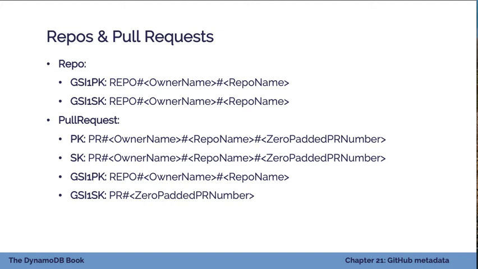item. And then we'll also add this pull request item, which is going to have a PK of PR, hash owner name, hash repo name, hash, and then a 0 padded pull request number. Similar concept there to that 0 padded issue number that we did before. That pattern is going to be the same for the SK. And then that GSI1 PK is going to be repo hash owner name hash repo name. So it's going to put it in the same item collection as that repo. And then that GSI1 SK will be PR hash 0 padded PR number.